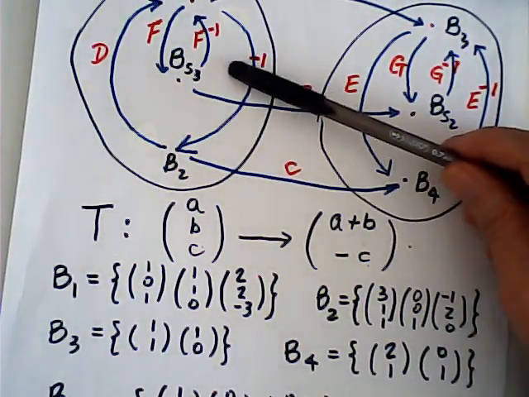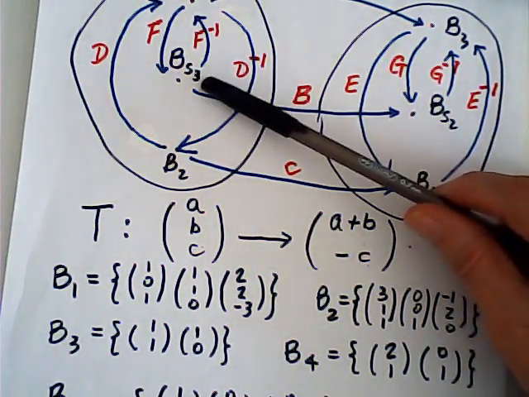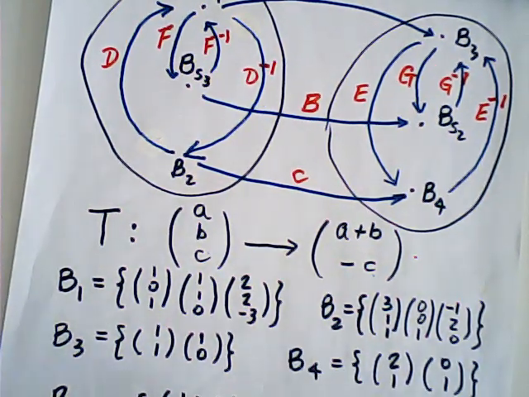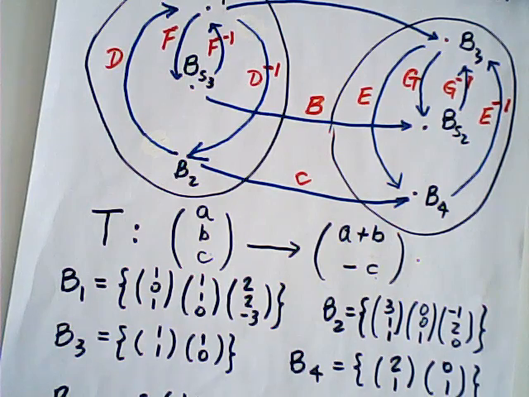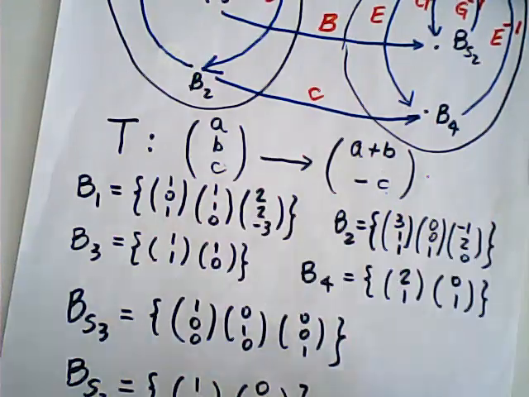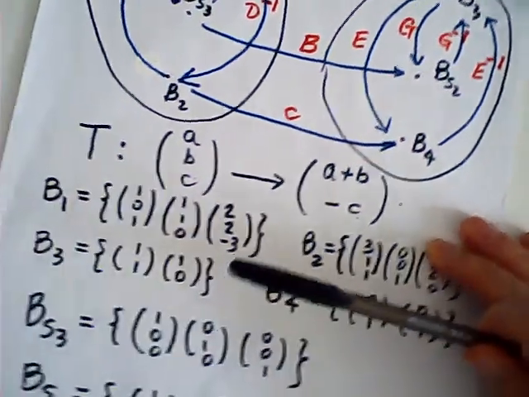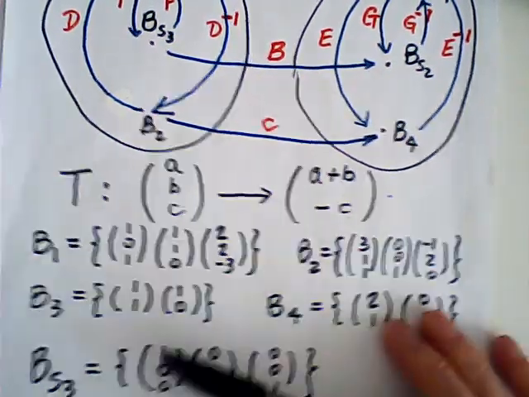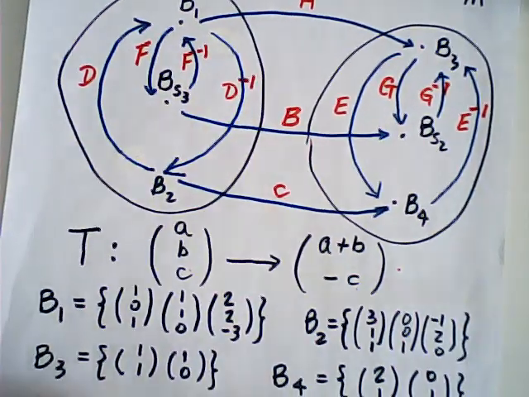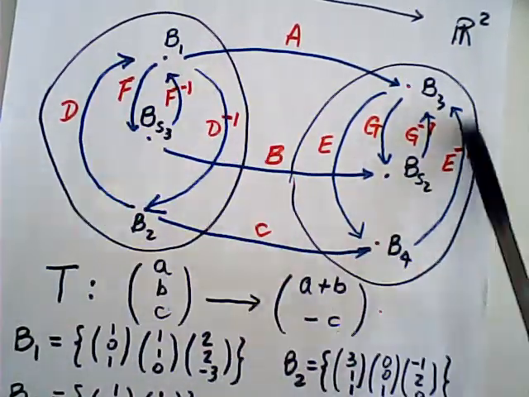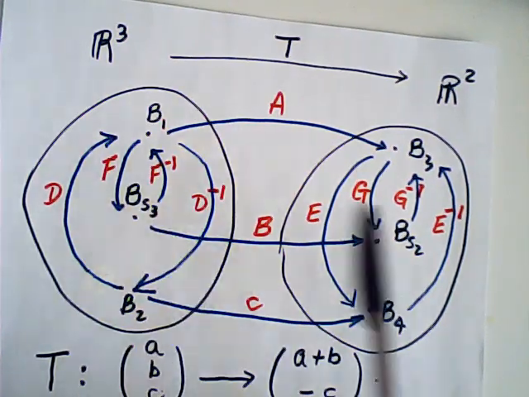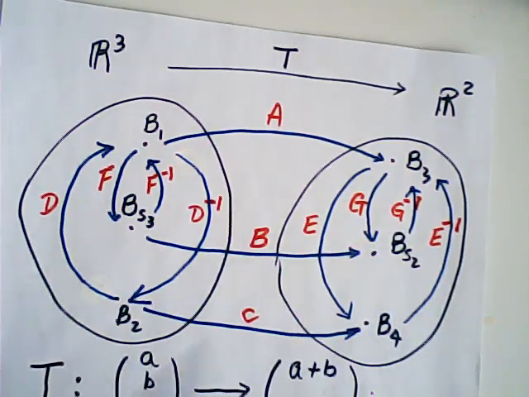And also we have a standard basis. BS3 is the standard basis for R3 space, which means the standard (1, 0, 0), (0, 1, 0), (0, 0, 1), and BS2 is the standard basis for R2. Okay, that's the general picture for this linear transformation and the structure.